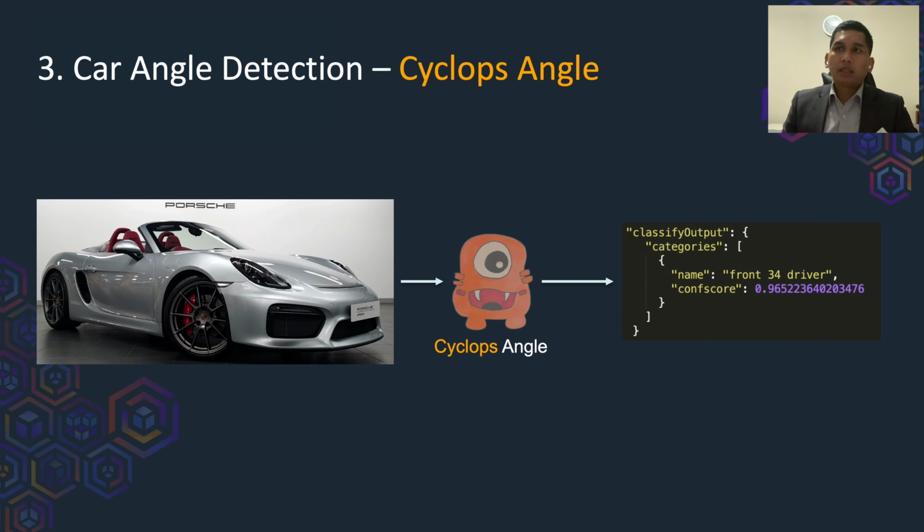Cyclops Angle is our own car sales AI technology that is helping us to figure out what the angle of the car is. Cyclops Angle is an image classification model that we trained to differentiate different angles of the car. Now, all I have to do is to send the cropped image to Cyclops Angle. It will return me the angle of the car. And for this example, this is the front 3/4 driver angle.